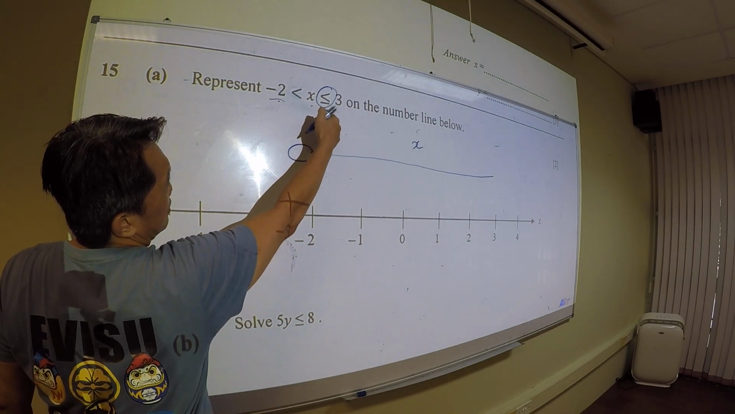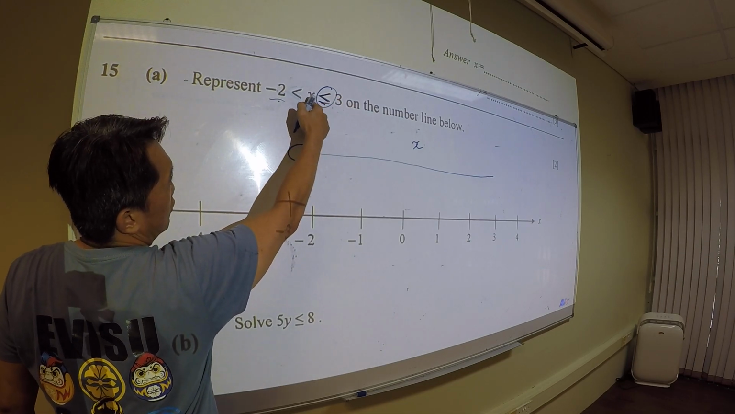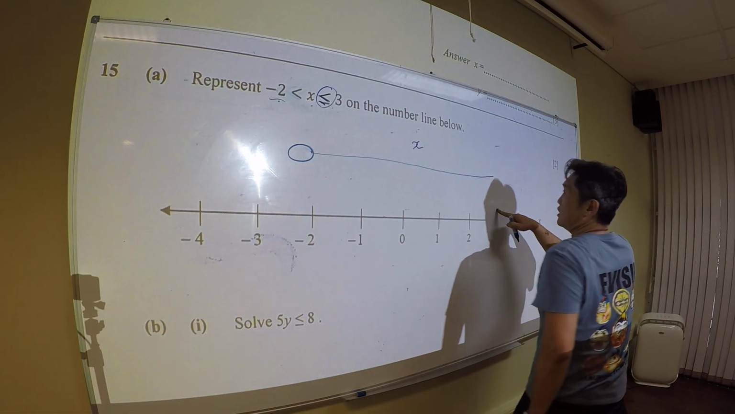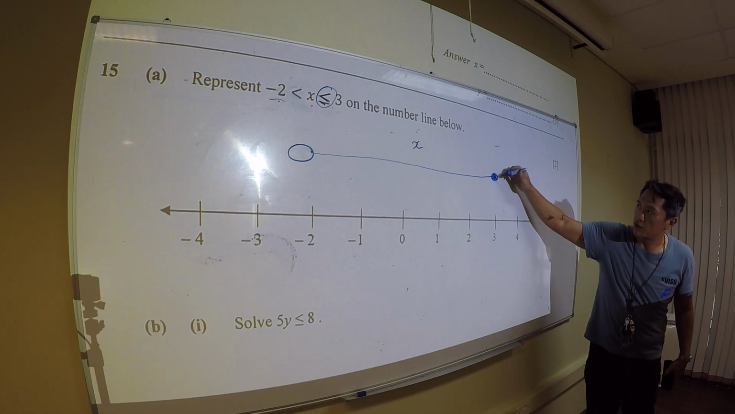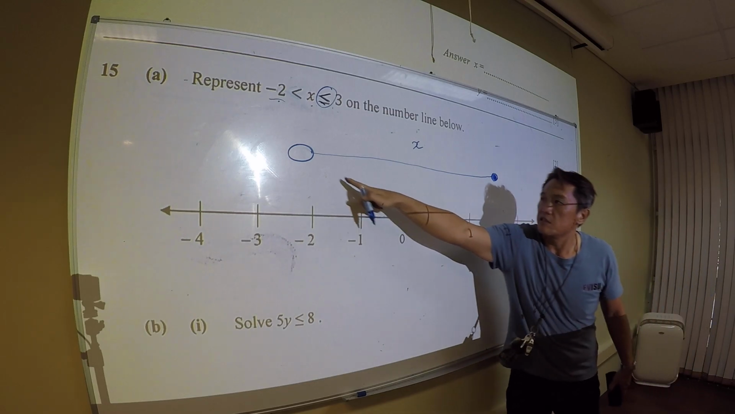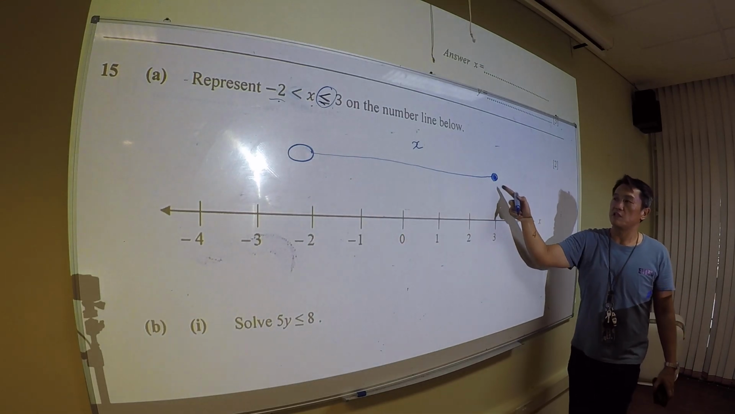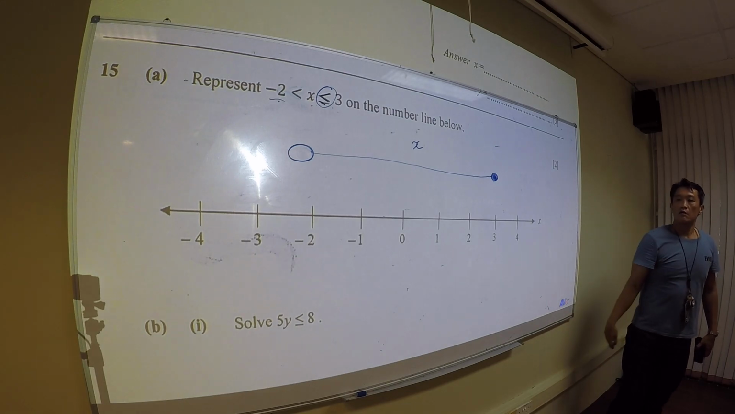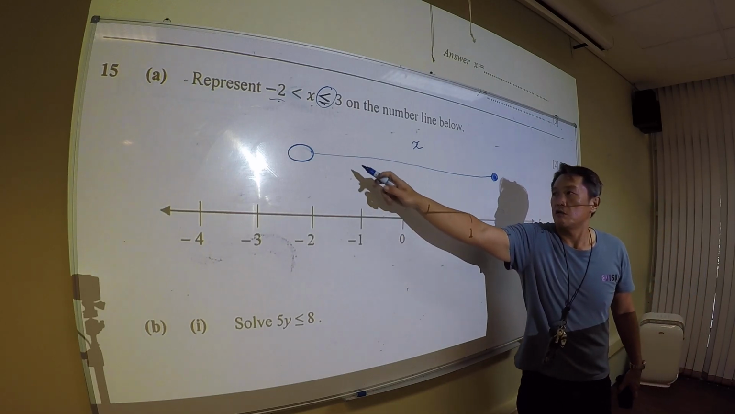On the other hand, this sign means x is smaller than 3 or x is equal to 3. X can be 3. So if x can be 3, we use a solid dot because x can be here, so it's solid. X cannot be here; it must be strictly larger. So this side is hollow, this side is solid. Just like that, you get your 2 marks already. This one must surely get 1. Just all the numbers in between.